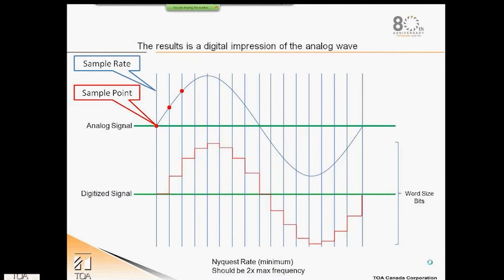Once the analog signal is converted, we now get a digital representation of the analog version. As you can see, the digital signal has many discrete steps, and increasing the sample rate and word length can help reduce this coarse stepping, leading to a more faithful reproduction.